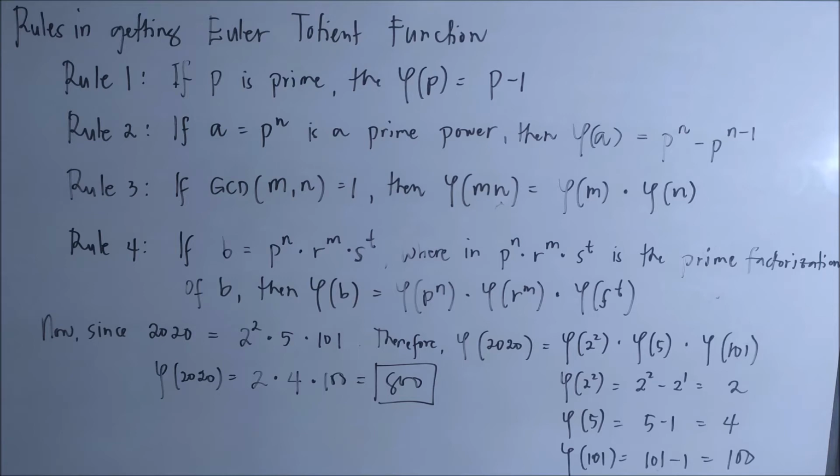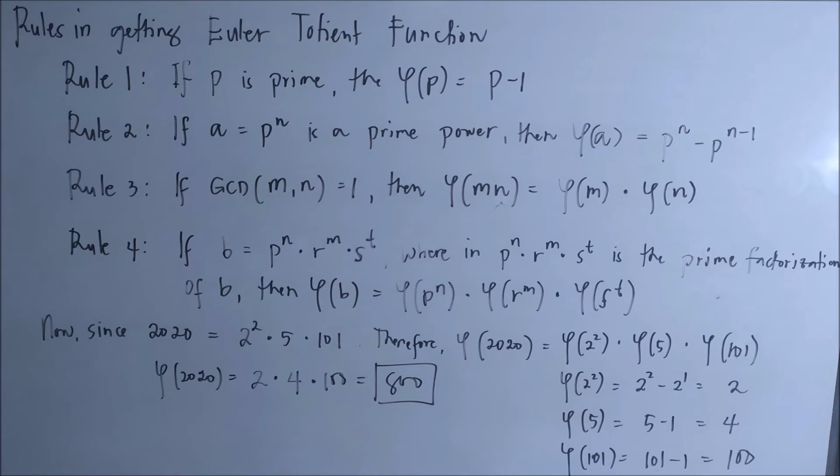Rule number 2. If a is equal to p raised to n, a prime power, then totient function of a is equal to p raised to n minus p raised to n minus 1. An example of this is, let a be equal to 9. So 9 is equal to 3 squared. Therefore, totient function of 9 is equal to 3 squared minus 3 raised to 1.